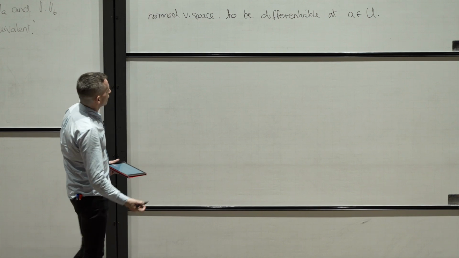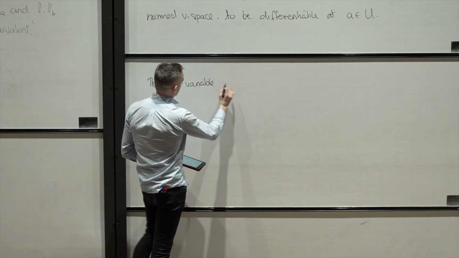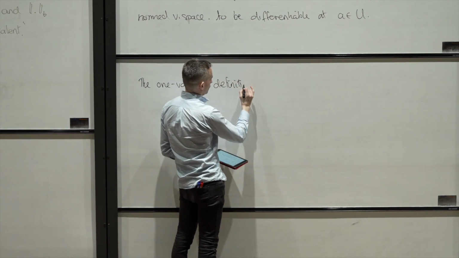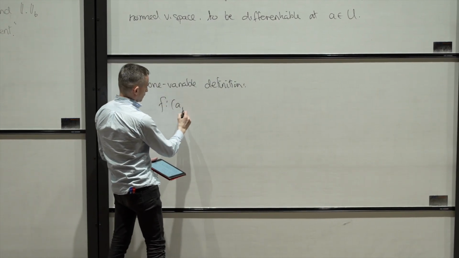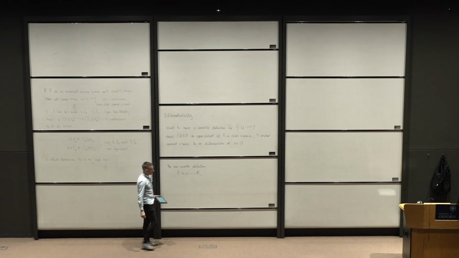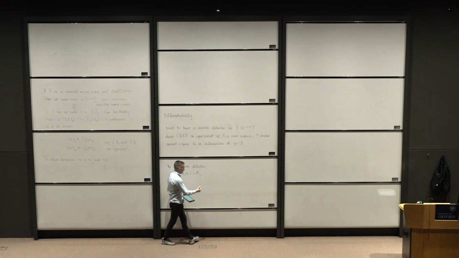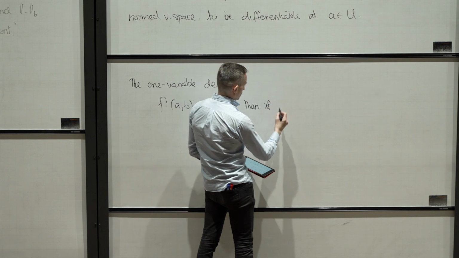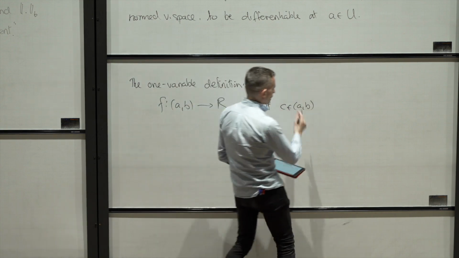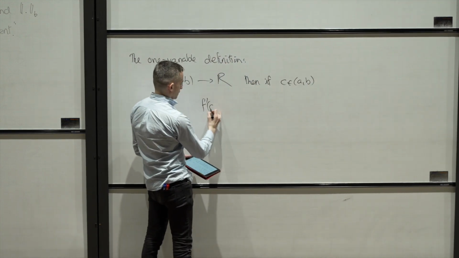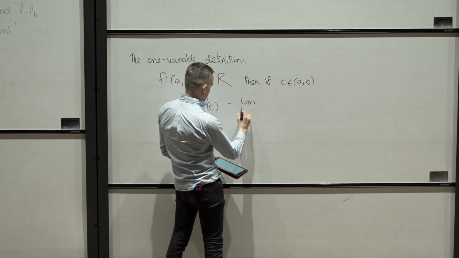Now, the one variable definition, well, what did that say? That said, suppose f is a function on, let's say, an open interval, taking values in the reals. Well, then we can say if c is some point in the interval, f is differentiable at c and has derivative f prime of c if this limit exists.